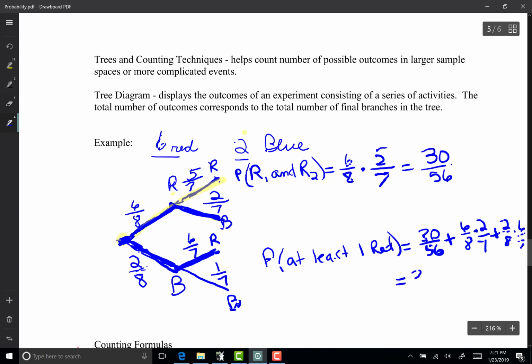Okay, so we end up with 30/56. Plus 12/56. Plus, again, 12/56. So we end up with 30 plus 12 plus 12. What is that? 54/56 is our probability of getting at least one red marble. Make sense?